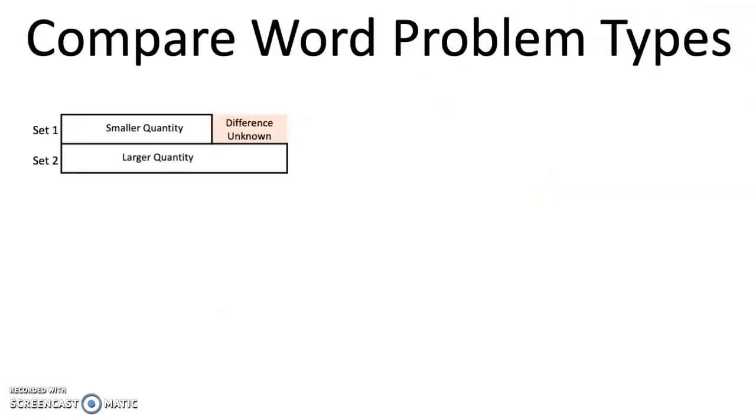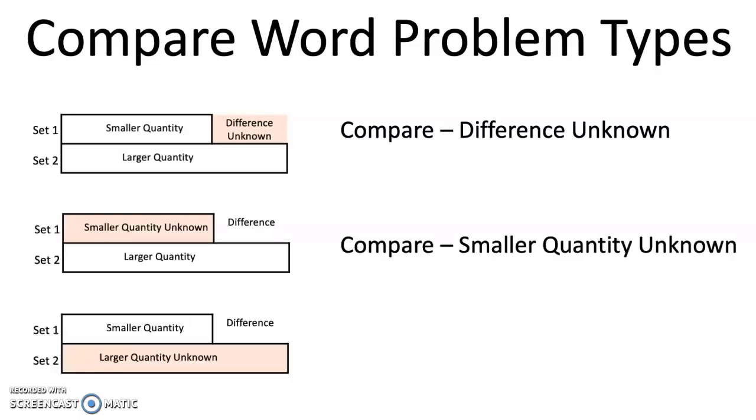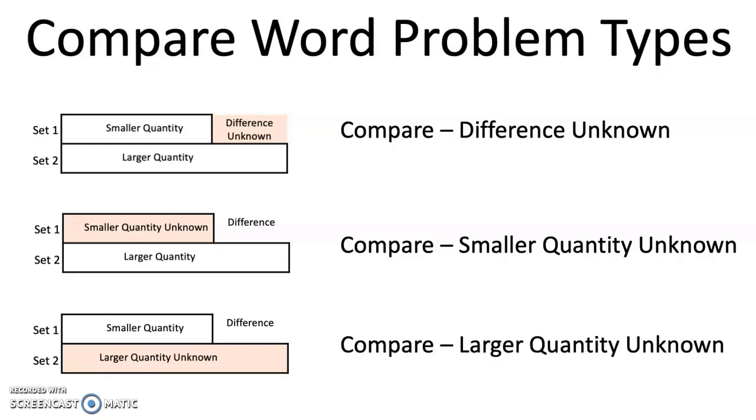The easiest compare problem is when both the larger and smaller quantities are known and the difference is unknown. Since the difference is unknown, these word problems are called compare difference unknown word problems. Another type of compare problem is when the smaller quantity is unknown. This is a compare smaller quantity unknown word problem. And the last word problem type is when the larger quantity is unknown. This would be a compare larger quantity unknown word problem.